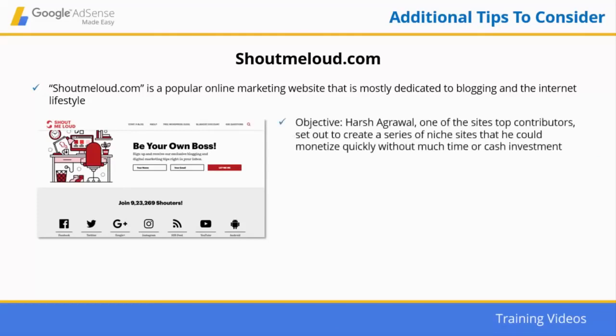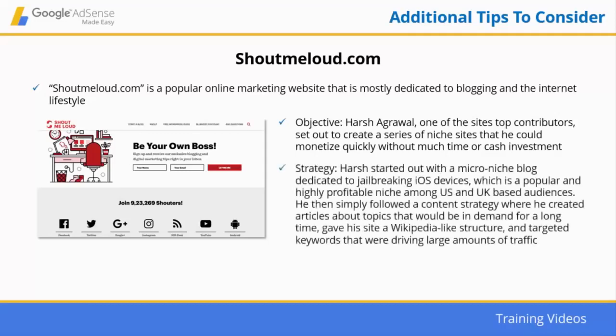Objective: Harsh Agrawal, one of the site's top contributors, set out to create a series of niche sites that he could monetize quickly without much time or cash investment. Strategy: Harsh started out with a micro-niche blog dedicated to jailbreaking iOS devices, which is a popular and highly profitable niche among US and UK-based audiences. He then simply followed a content strategy where he created articles about topics that would be in demand for a long time, gave his site a Wikipedia-like structure, and targeted keywords that were driving large amounts of traffic.